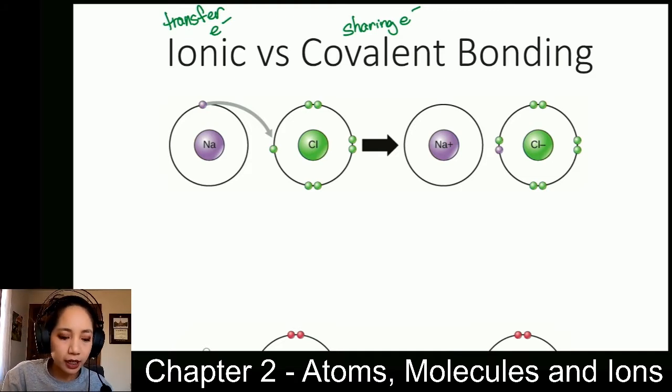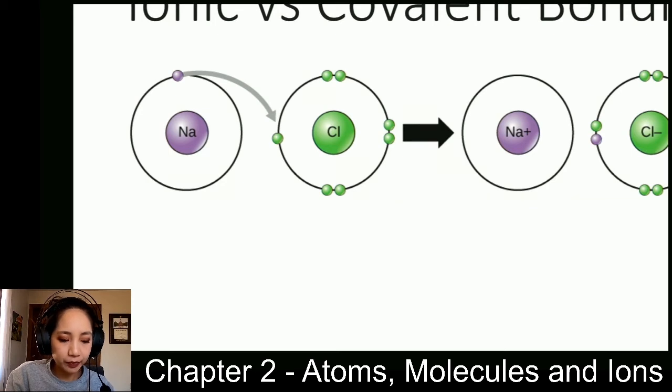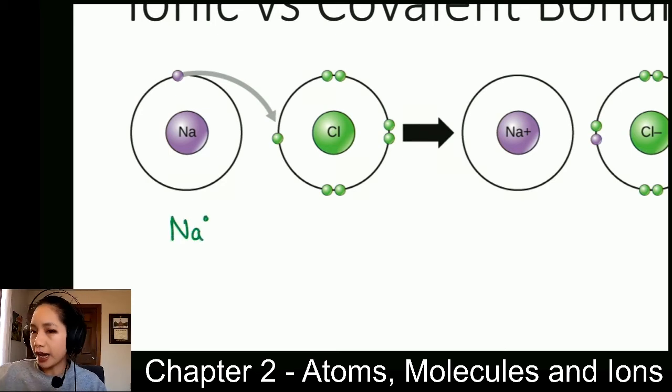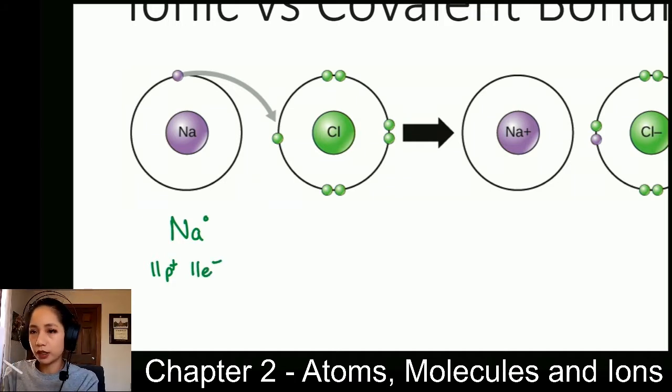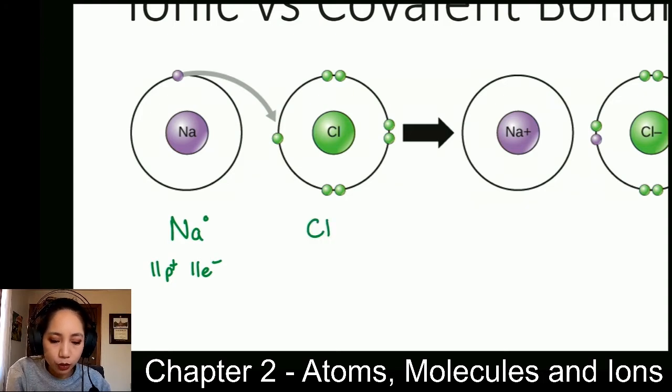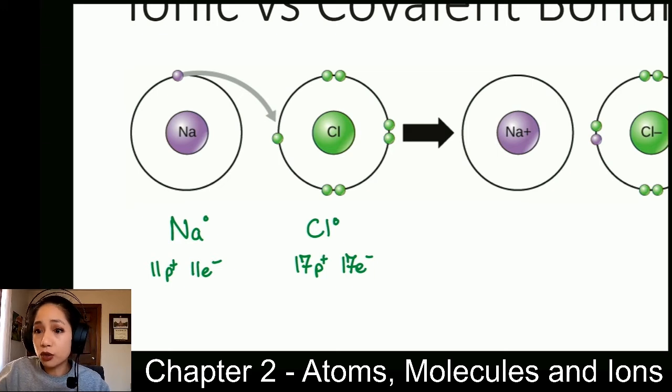But essentially, this purple atom here is a neutral sodium atom. It's a sodium atom with 11 protons. Maybe I'll just write it. Yeah, 11 protons and 11 electrons. It's neutral. All right, and then we also have a neutral chlorine atom. Chlorine is neutral, and it has 17 protons and 17 electrons. So both of these atoms are in their neutral state.